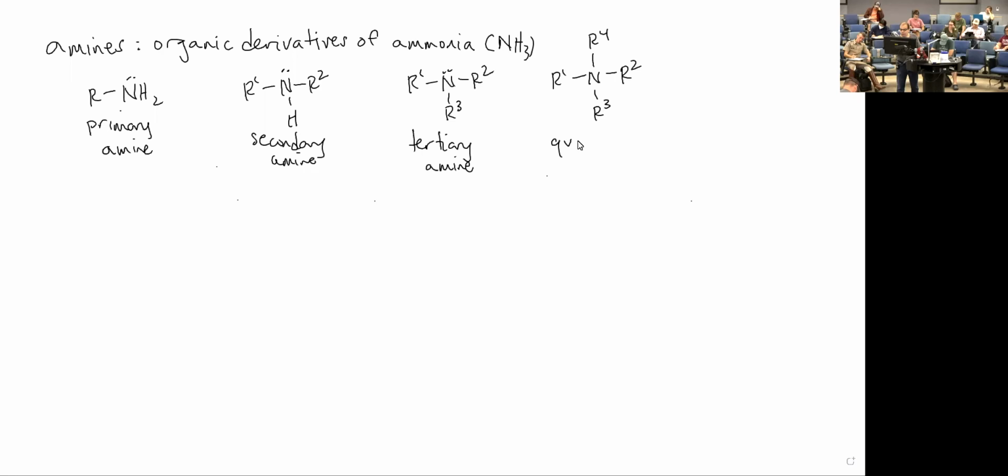We call this a quaternary ammonium salt, which I was just about to misspell. Quaternary ammonium salt, because we want a plus charge on the nitrogen. Or a quaternary ammonium ion, or quaternary ammonium species. These are species that no longer have a lone pair on nitrogen.